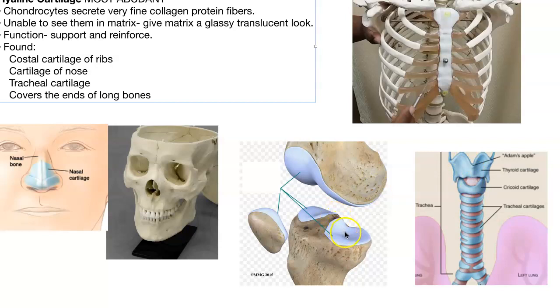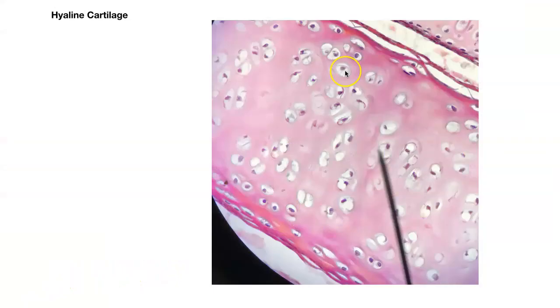And hyaline cartilage covers the ends of all long bones. So wherever you have two bones that come together to form a joint of some sort, you're going to have hyaline cartilage. So lots of places for hyaline cartilage. So what does hyaline cartilage look like?